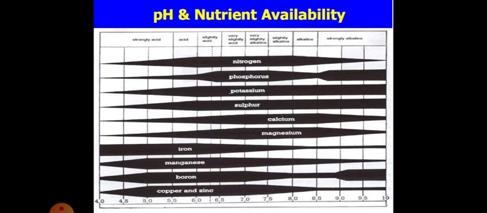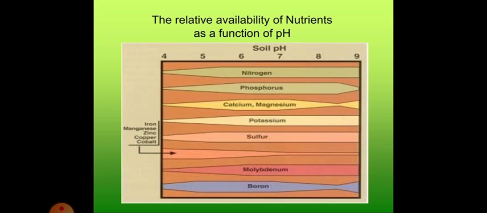This figure shows the pH and nutrient availability in soils. Strongly acid, acid, slightly acid, very slightly acid, very slightly alkaline, alkaline, strongly alkaline. Nitrogen, phosphorus, potassium, sulfur, calcium, magnesium, iron, manganese, boron, copper and zinc. You can observe by this figure.